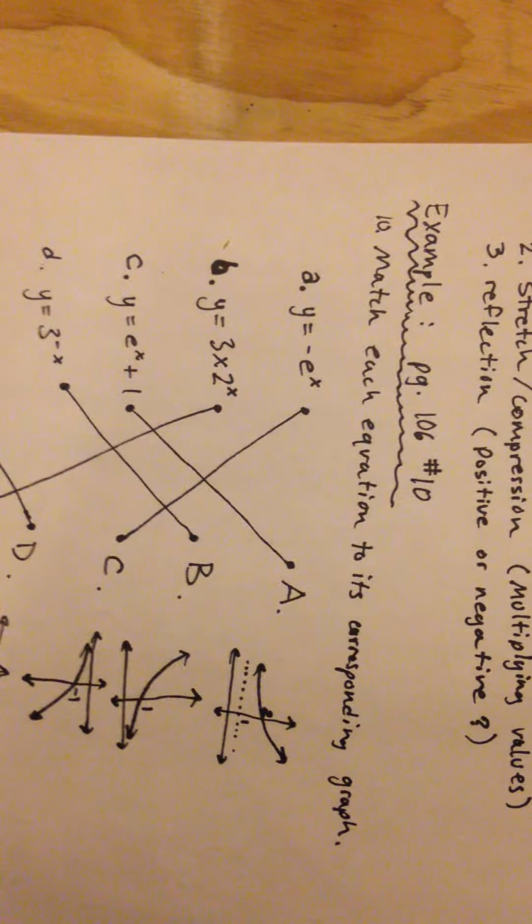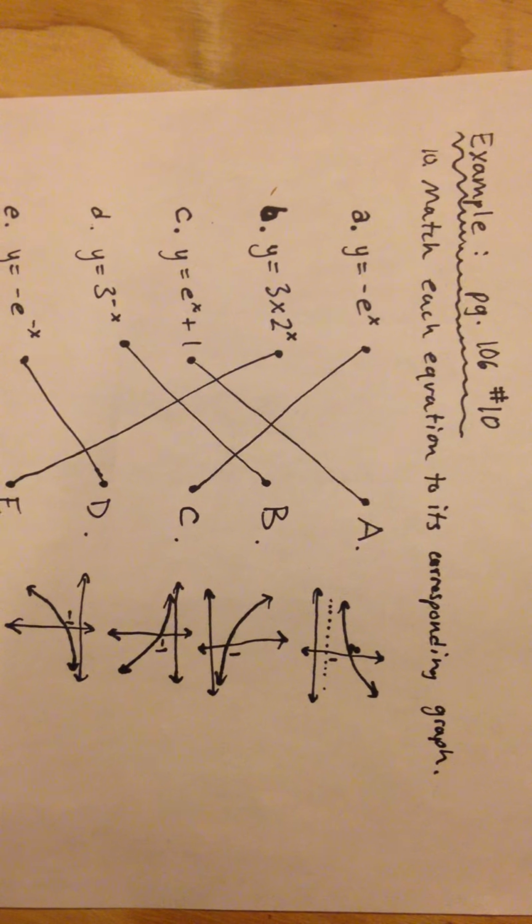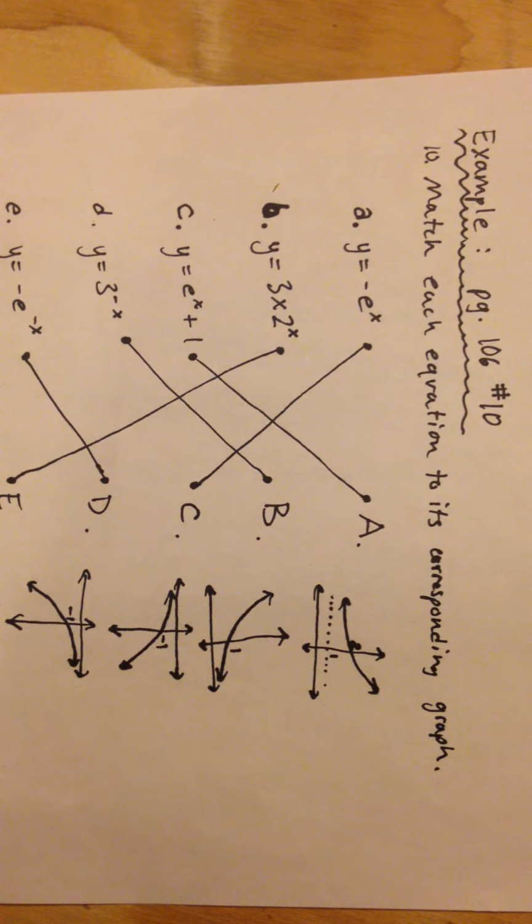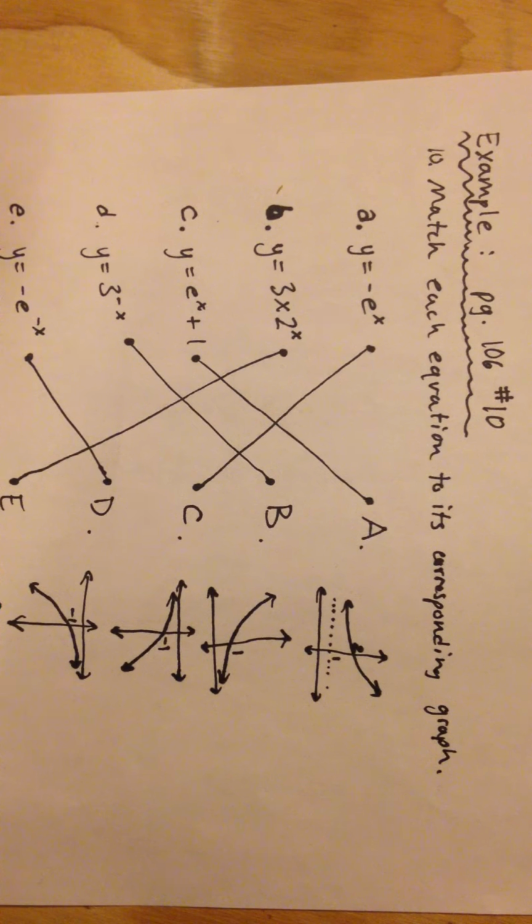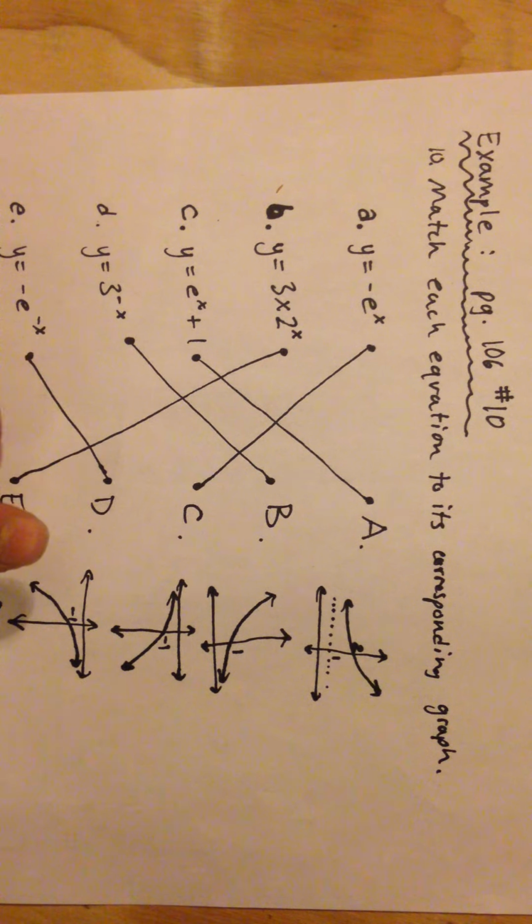I used the example of page 106, number 10, to show this. It's asking to match each equation to its corresponding graph. So you have these equations and these graphs, and you have to tell which match based off of the translations. I already have the answers written down just because it's easier to show if they're already there, and there are more problems like this in the book for you to look at if you need more help. So I'll just go over a few.